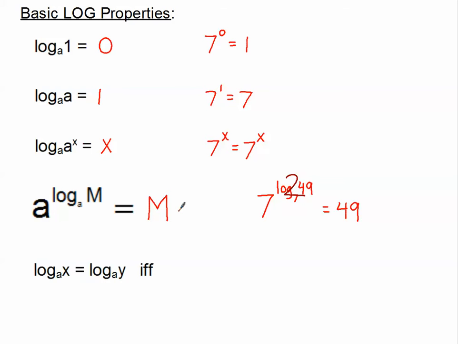And then our final basic log property: if we have the log base a of x, and that's equal to the log base a of y, well, as long as you have the same bases here, then you must know that x and y have to be the same. It's like the equality property for our logarithms. So those are our 5 basic properties. Please get to know those.